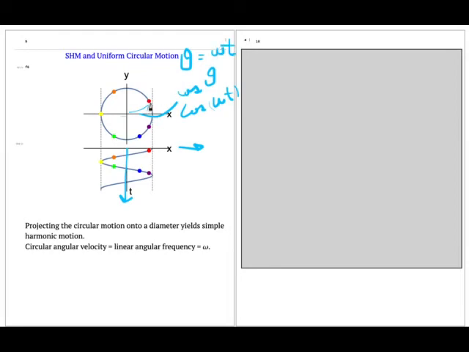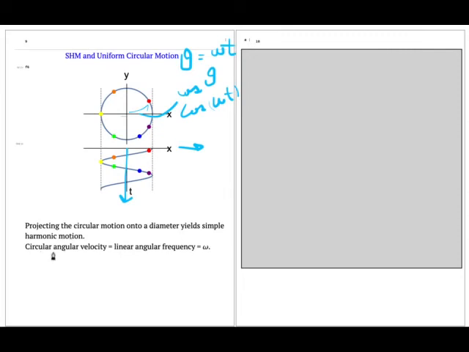So the projection of the position on the circle down onto the x-axis is just cosine theta. Theta is omega t. So it's r cosine omega t, where r is the radius of the circle. So you see, that's exactly simple harmonic motion. If I plotted the projection as a function of time, it would follow a cosine curve. And as I go around the circle many times, I go through many cycles of the harmonic motion. So projecting uniform circular motion onto a diameter yields simple harmonic motion on the diameter line.